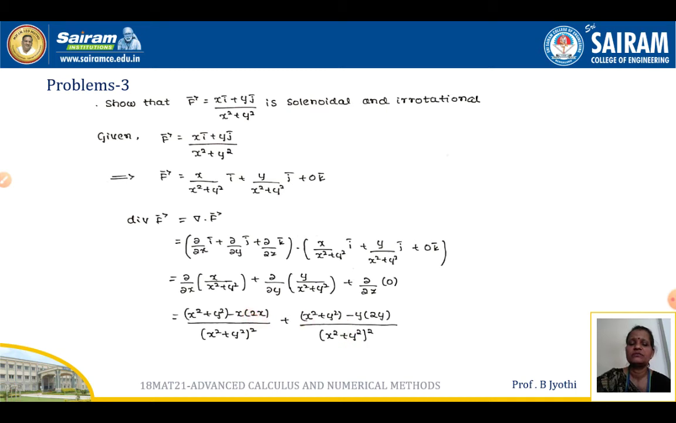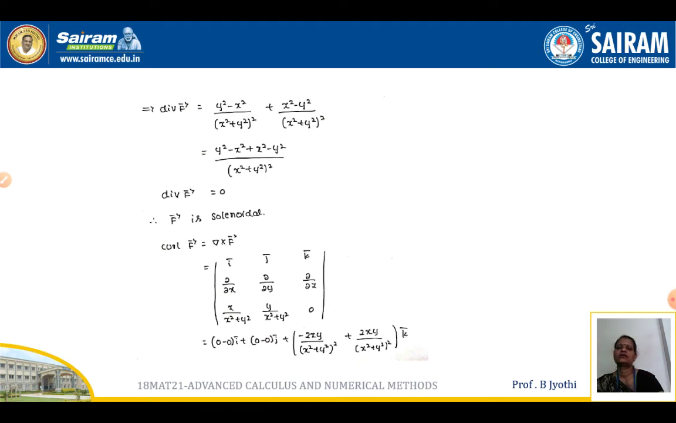So both the terms will get cancelled since the LCM is the same. We can observe y squared minus x square on simplification, and here x squared minus y square on simplification. When we take the LCM and add y square minus x square plus x square minus y square, it will be 0 in the numerator, that is, div f is 0. When the div f is 0, f is solenoidal.